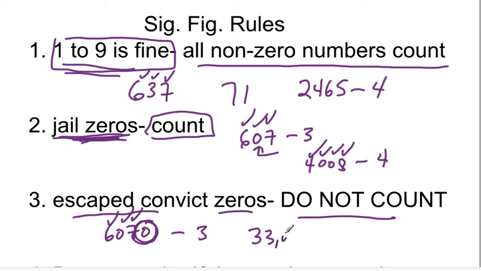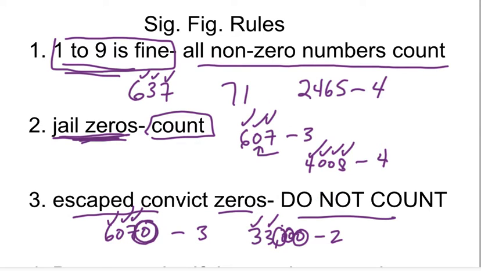This number right here, 33,000, has 2 sig figs. Why? The 3 and the 3 count. 1 to 9 is fine. That is an escaped convict zero, escaped convict zero, escaped convict zero. Therefore, 33,000 as written like that only has 2 significant figures.